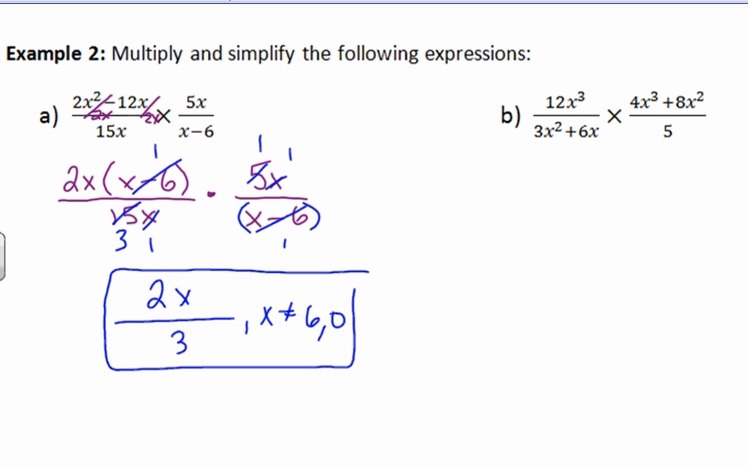All right, I'd like you to try the next one on your own. Now again, if you like, you can multiply straight across and then reduce. You're welcome to do that. Start by factoring, right? I need you to get these done too.